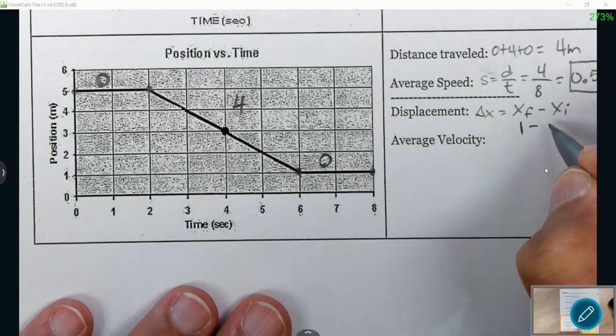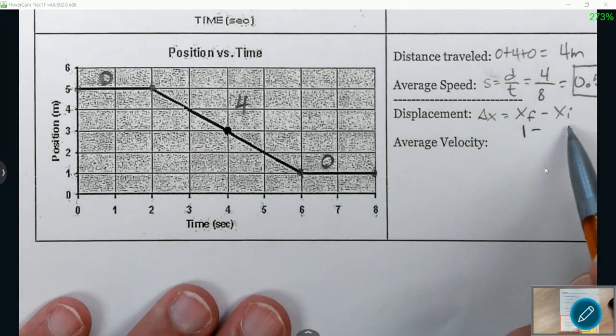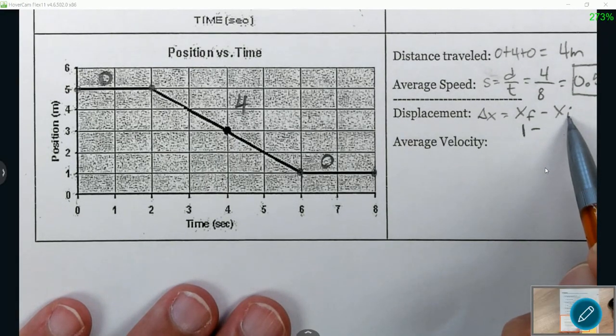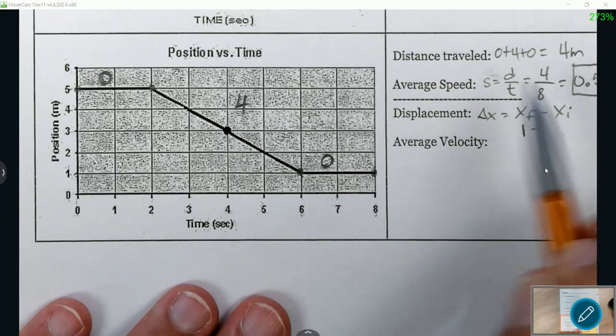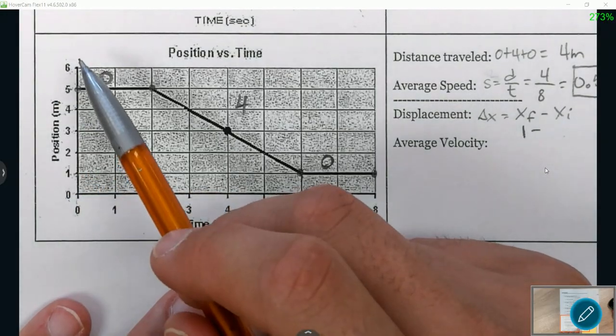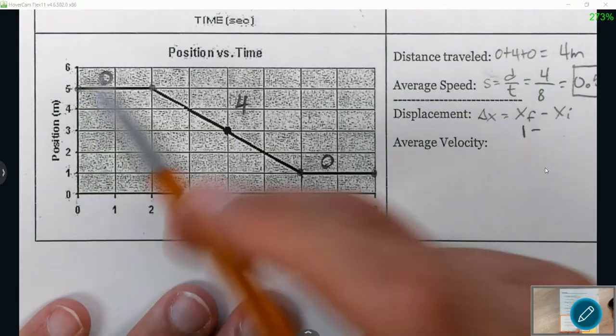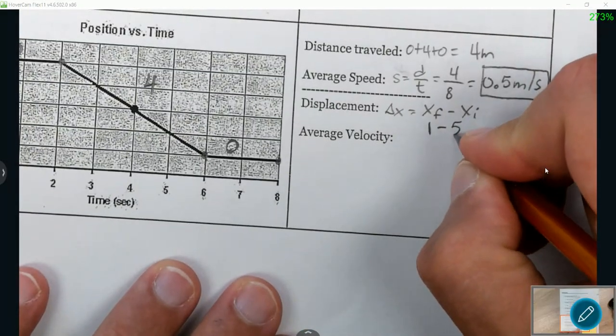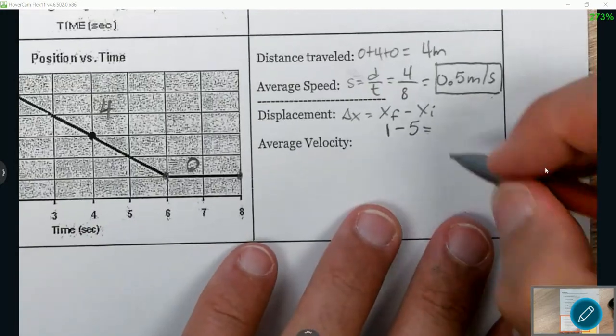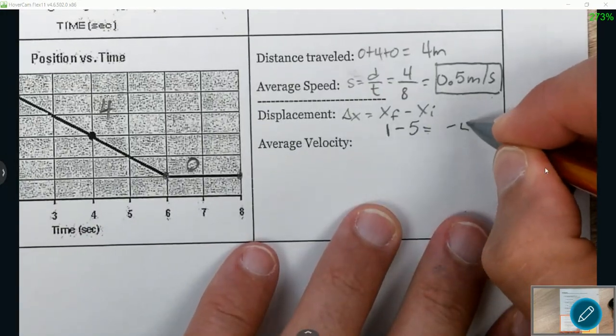We're going to bring down the negative sign. xi is your starting position. So go to 0 and go up. And who said it? Yes, it is 5, right? That's the starting time. So we go up until we hit our line, which is at 5. So what is 1 minus 5? Negative 4. So that is our displacement.